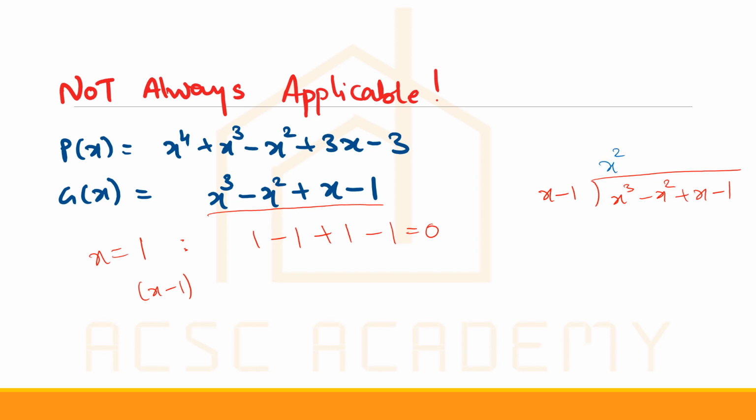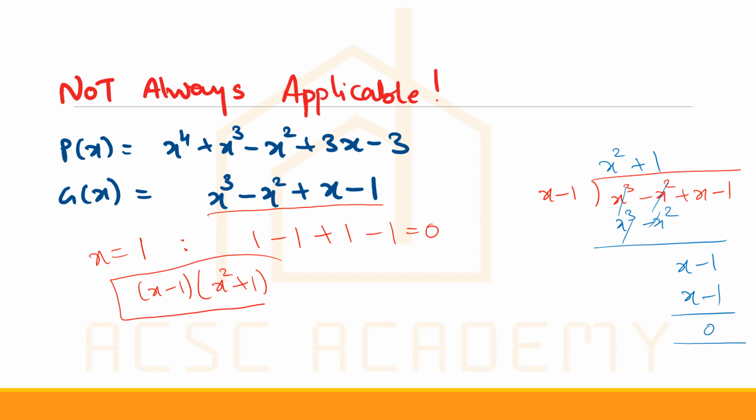This is x squared, x cubed minus x squared, both are gone. So we get x minus 1 simply, 1 times x minus 1 and 0, which means g of x can be factorized as x minus 1 and x squared plus 1. So this is how we could factorize g of x.